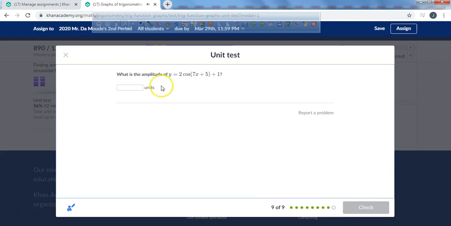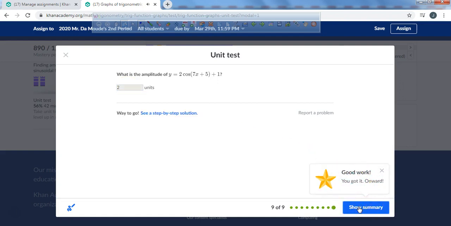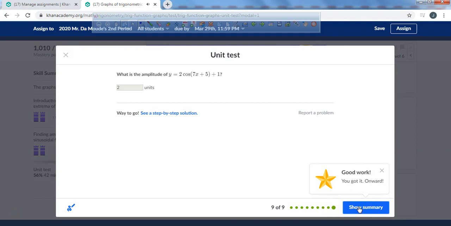And last but not least, it says, what is the amplitude? Well, our A value is 2. So the absolute value of 2 is just 2. And that's it. Hopefully this video will be helpful when you guys are taking your unit test.